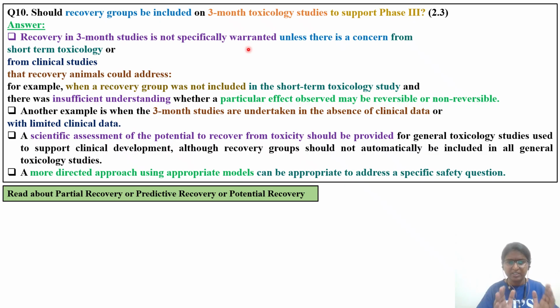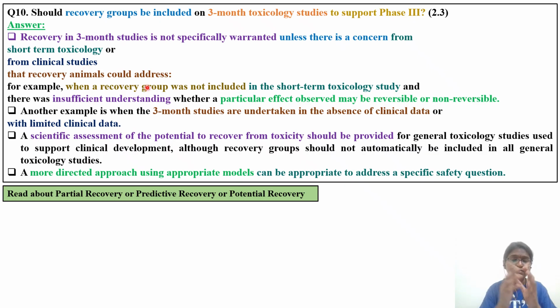No, a recovery group in the case of a 3 month study is not specifically warranted unless there is a concern, either by understanding the mechanism or AOP pathway. If you are able to anticipate or predict that there is a cause for concern from the short-term toxicology study, like if you are doing a 28-day study and you find some adverse effects which are a potential concern, or from clinical studies, phase 1 or phase 2, you have some adverse effects and you assume there is a necessity to have a recovery group to understand this adverse effect. At that time you have to include recovery animals.